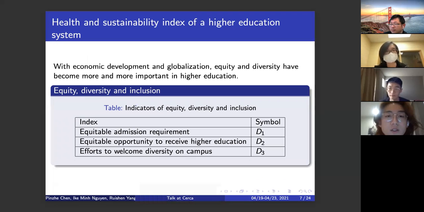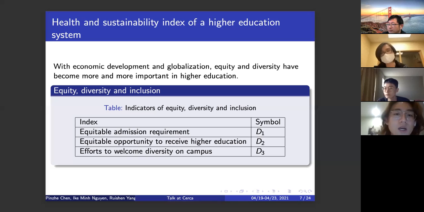The next indicator is equity, diversity and inclusion. With economic development and globalization, equity and diversity have become more and more important. We believe that equitable admission requirements, equitable opportunity to receive higher education, and how much effort is made to welcome diversity would be the main indicators to reflect the equity, diversity, and inclusion of the higher education system.